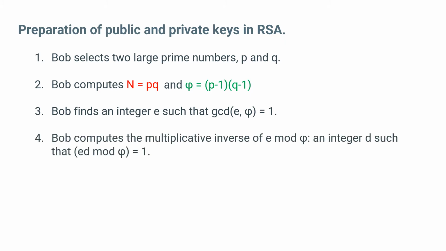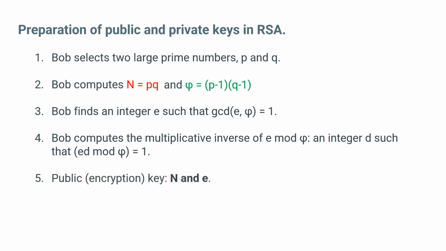Now, here's what he has to do. He has to compute the multiplicative inverse of e mod phi. That then is going to give him an integer d such that e times d mod phi is equal to 1. That would be the definition of what the multiplicative inverse of e mod phi is. We have a lot of rhyming going on in these instructions here.